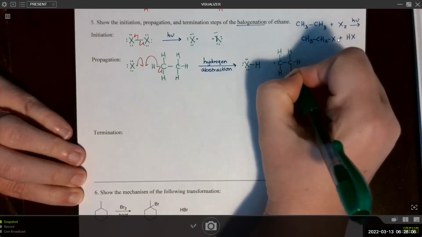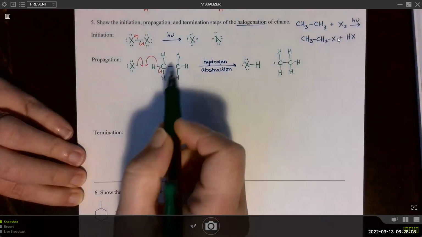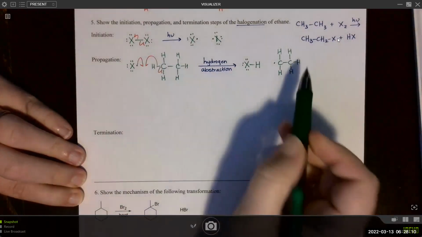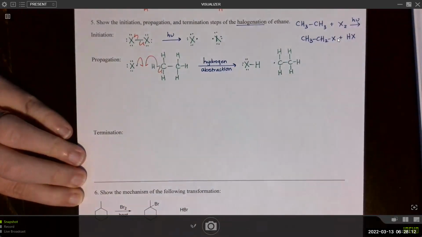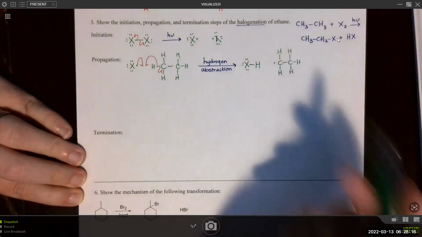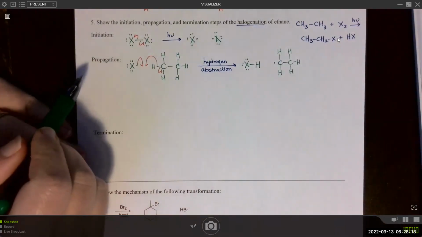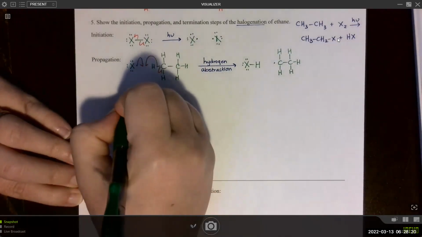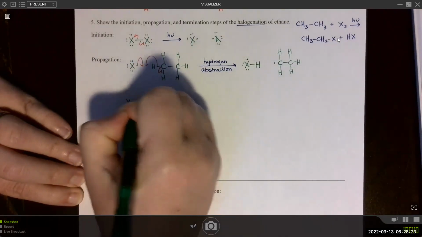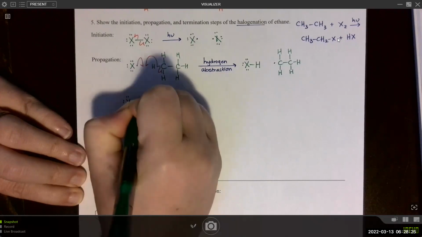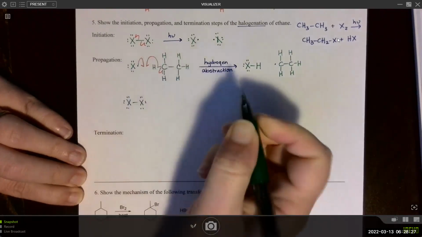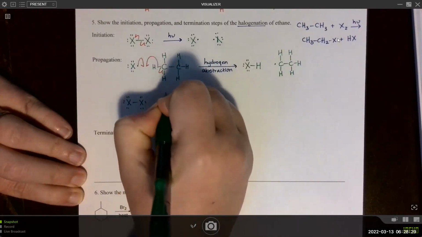Note that on ethane, even though there's 6 hydrogens, they're all equivalent. We get the same radical no matter what. Then we'll take this radical and do halogen abstraction next. So we're going to draw X, X. And the radical.